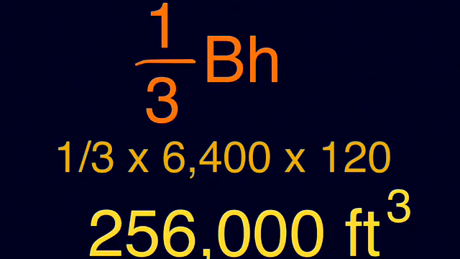We are now ready to find the volume of this pyramid. We're going to plug in the values that we obtained from our measurements, and then we're going to simplify. So using our calculators, we would plug in 1 divided by 3 times 6,400 times 120. This pyramid has 256,000 cubic feet.